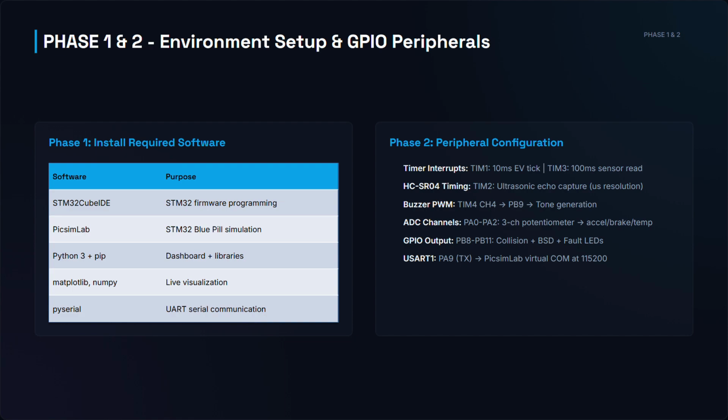Then we have to configure, if you are having sensors, at what interval you will be reading the values from the sensor. Here we have assumed it to be 100 milliseconds, okay, and every 10 milliseconds the EV tick will be happening, okay.